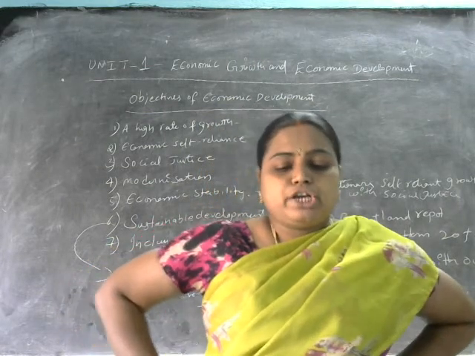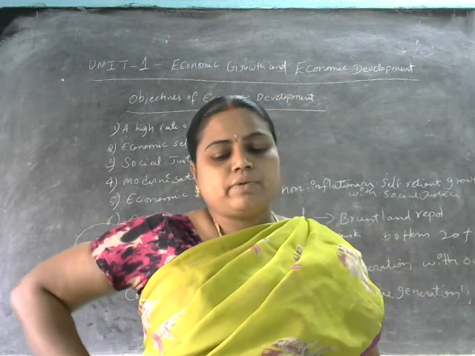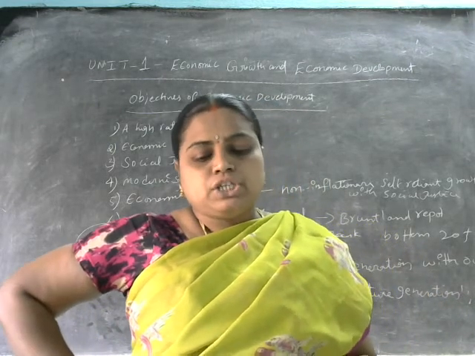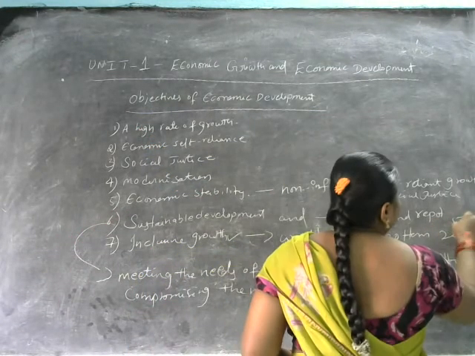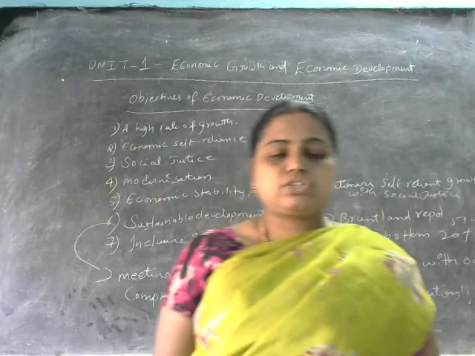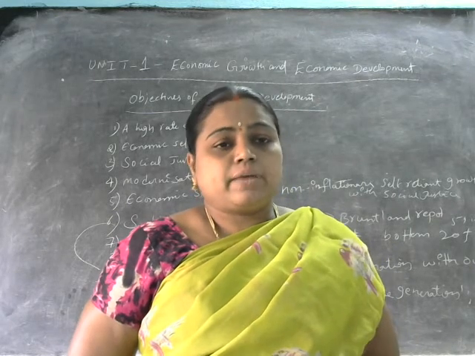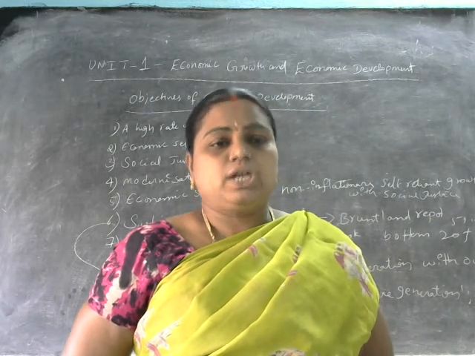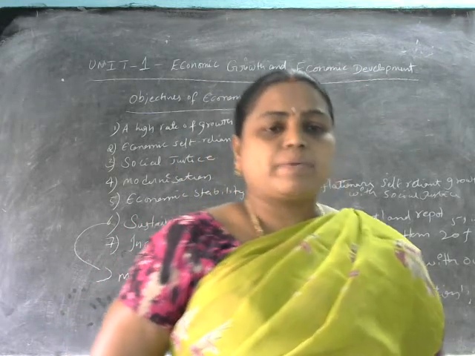Hence, by adopting an inclusive growth strategy, the bottom 20% share can be increased to 5 to 10%, shared among these marginalized sections of the people. So it can be treated as inclusive growth. These are the different objectives of economic development. With this, the topic has been completed.